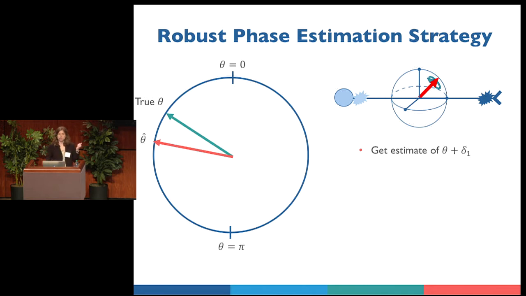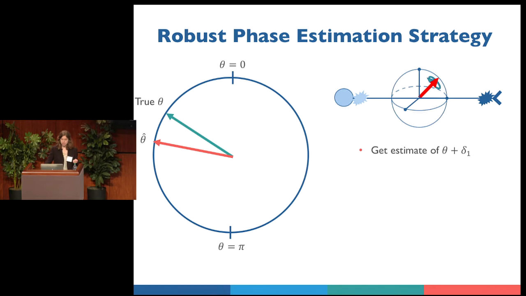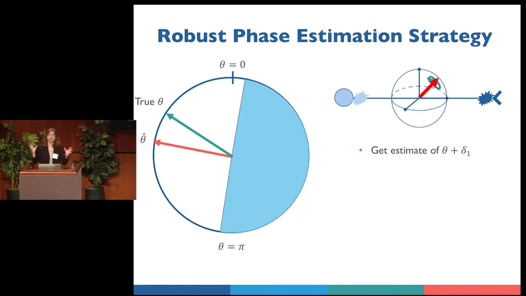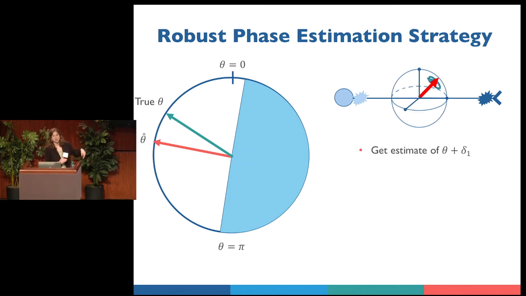OK, but what we're going to use this initial estimate for is to restrict our future estimates. So we're going to say, based on this initial estimate, we know it's off by a little bit, because we know that there was bias in our estimate. But we don't think it was so far off. We know we have errors, but we don't think that they're catastrophic errors. So all we're going to say is, from now on, we think that the true value of theta is not on the opposite side of the circle.